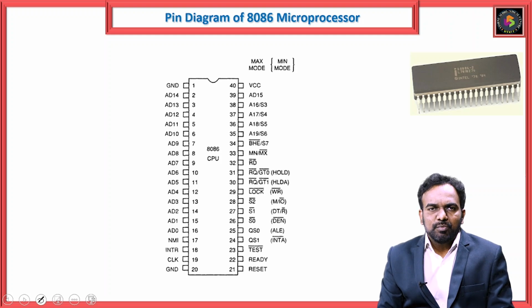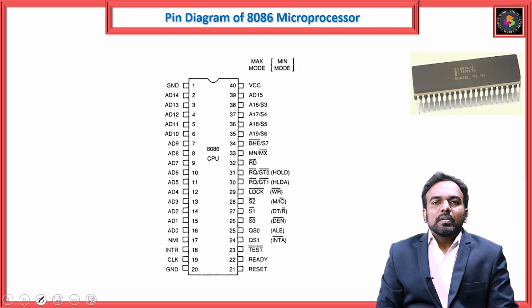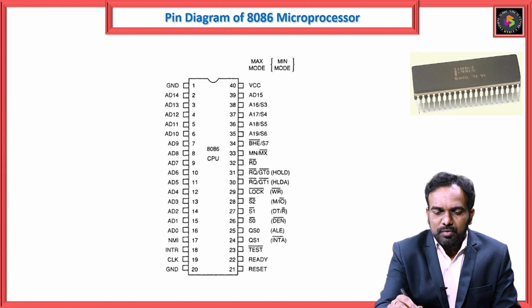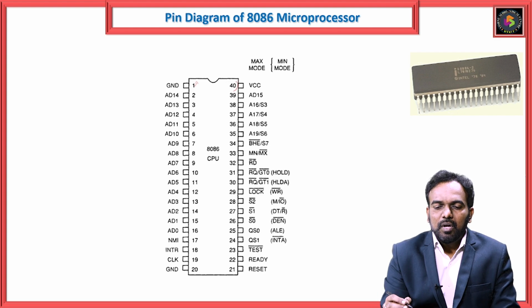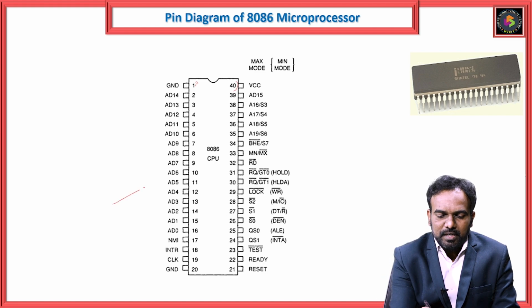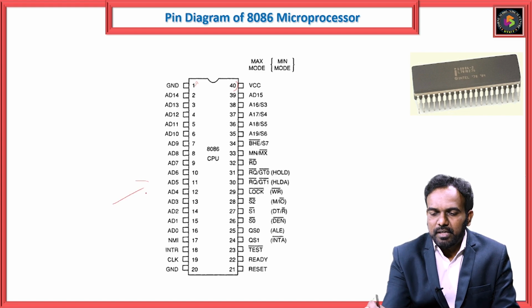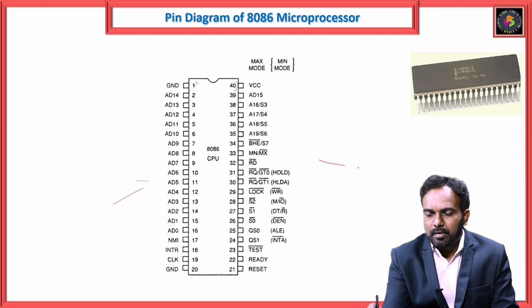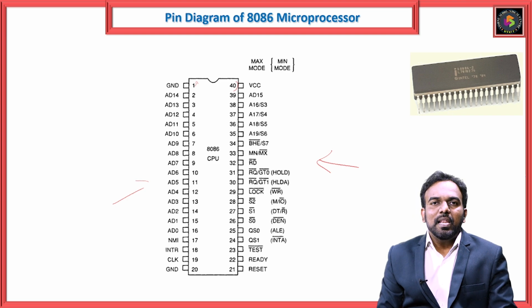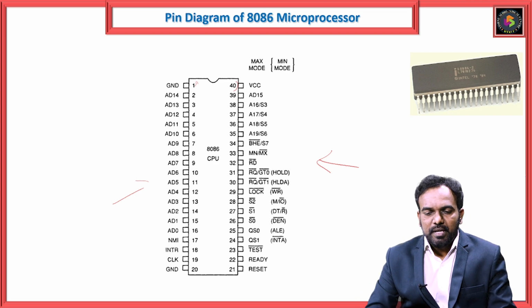This is the 8086 microprocessor pin diagram. In this pin diagram, totally the 8086 microprocessor contains 40 pins. Here, this one is the starting pin and this is the ending pin. This side has 20 pins, and the other side of this pin diagram has the other 20 pins. That's what we call the DIP package, dual inline package. Now, we are going to discuss the pins one by one.